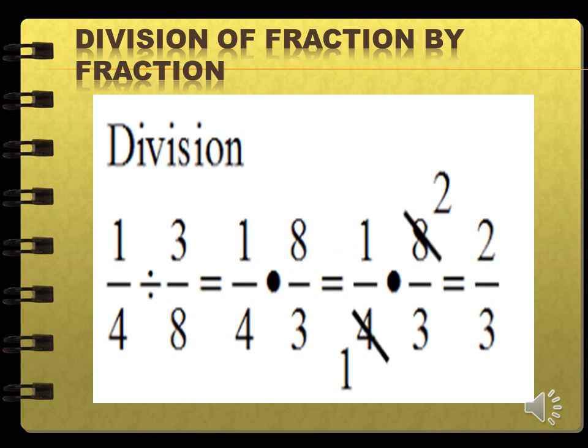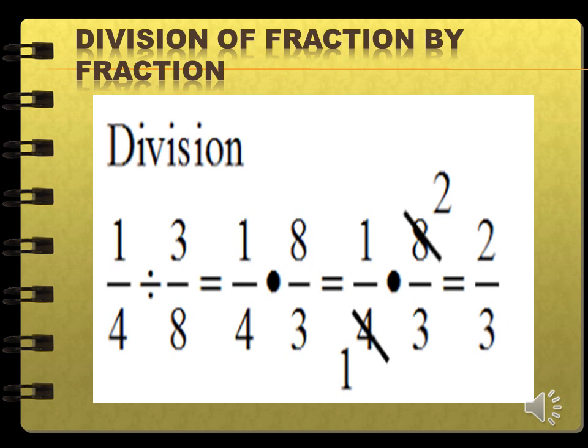Moving on, we have division of a fraction by a fraction. So the example taken here is 1 by 4 divided by 3 by 8, both are fractions. So the fraction which is followed by the division sign, when we convert this division sign into a multiplication sign, we will write the inverse of 3 upon 8, that is 8 upon 3.